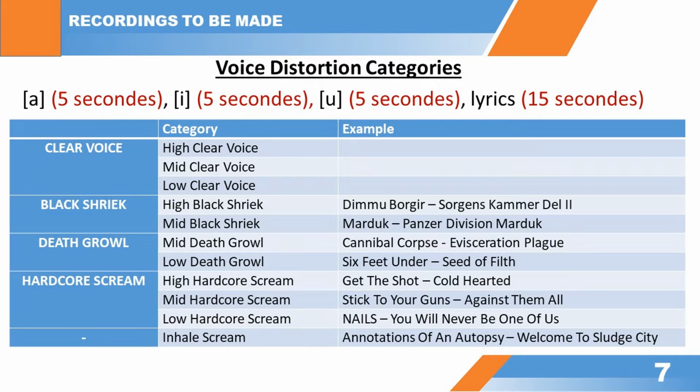So here, for example, if we look at the table on the black shriek row, you can see that there are two categories of black shrieks, one in the highs and the other in the mids. And for each category, I gave you an example that you can find on YouTube or Spotify.